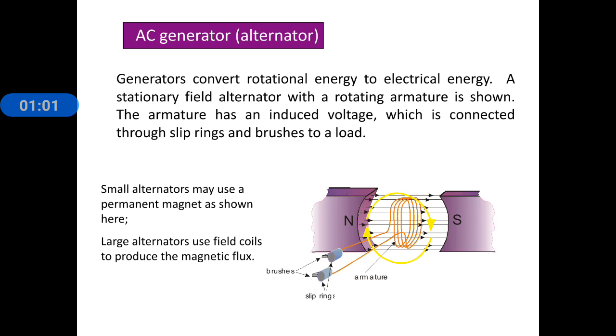Small alternators may use a permanent magnet as shown here, with a north pole and south pole, and conductors rotating in between. Large alternators use field coils to produce the magnetic flux. Instead of a permanent magnet, we can use solenoids, that means we connect a DC source to the coil, which is converted to a magnetic field.